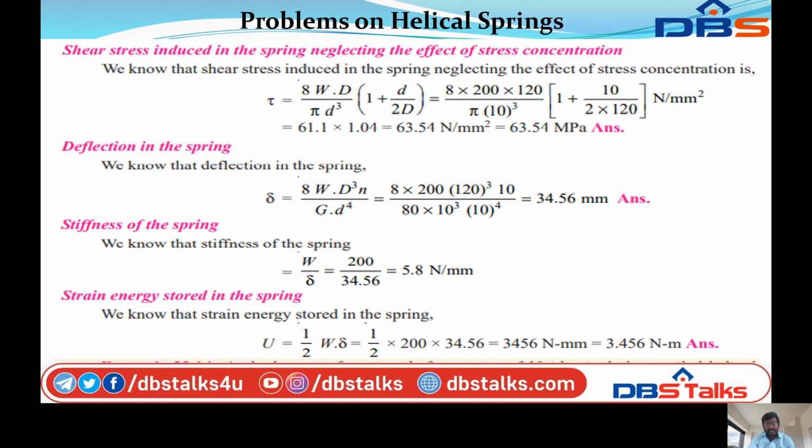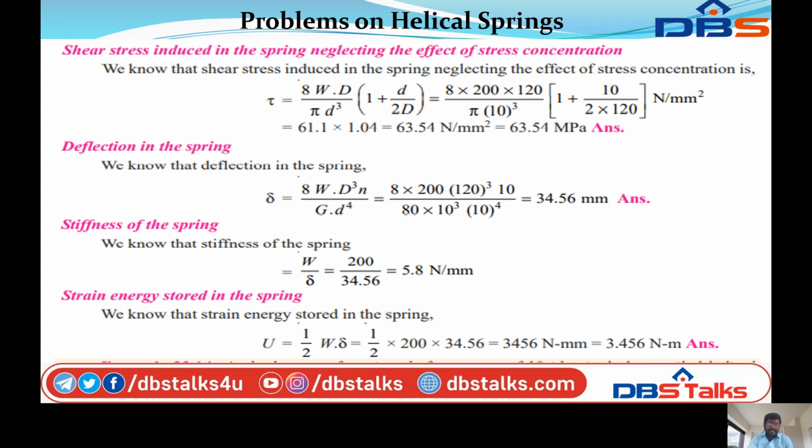Next we can calculate the deflection of the spring. We know that the deflection in the spring, delta, is equal to 8 into W into D cube into n by G into d power 4. Substituting the values, we can calculate delta is equal to 34.56 mm. Next we can calculate the stiffness of the spring. The stiffness of the spring is W by delta. W is equal to 200 by 34.56, that is equal to 5.8 Newton per mm.